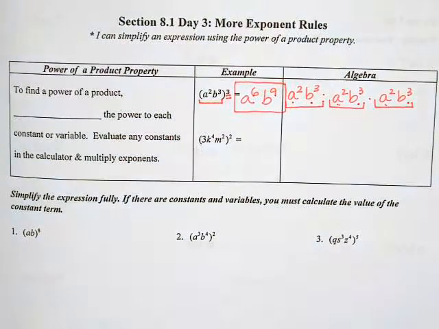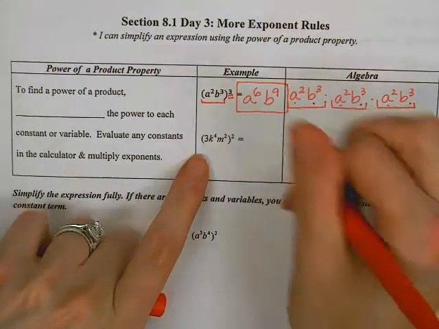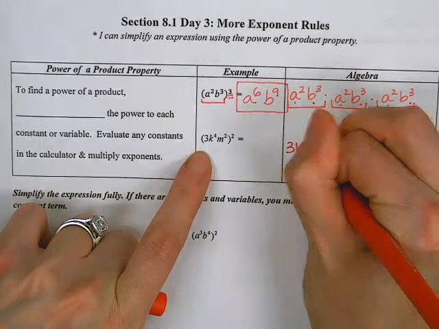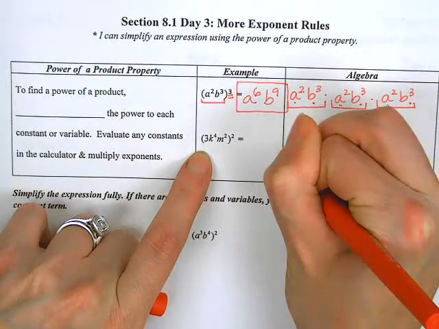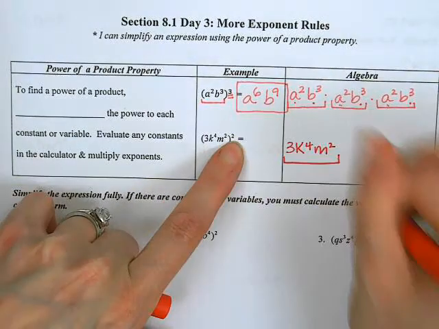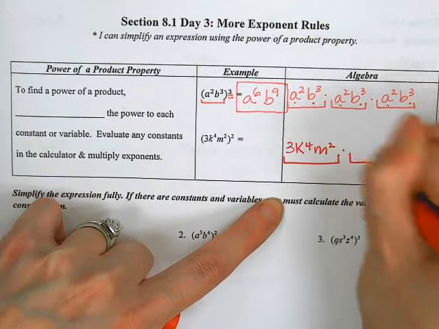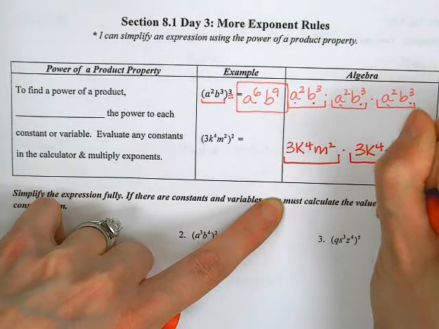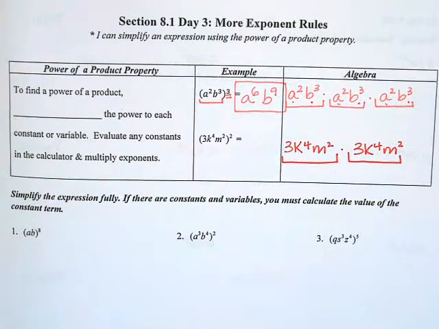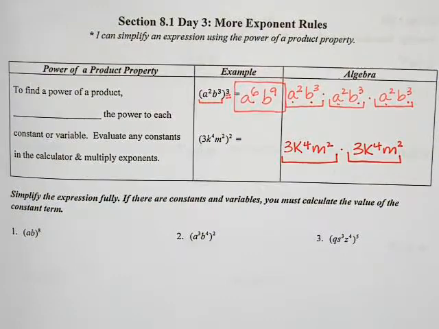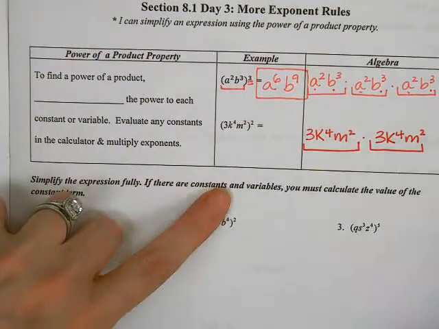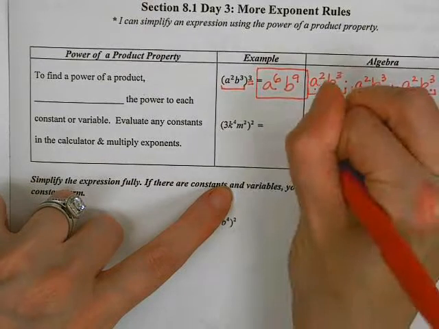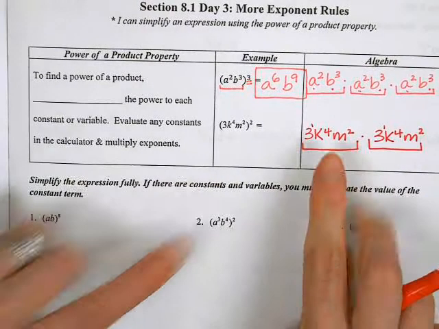All right, now let's do the second one. So this one we have 3k^4m^2, and then it says squared. So we just have to multiply it by itself once. 3k^4m^2. Okay, squared means twice. All right, let's put a little 1 here since there isn't anything there.